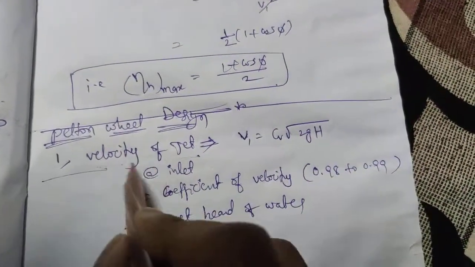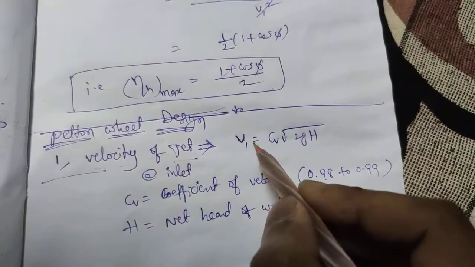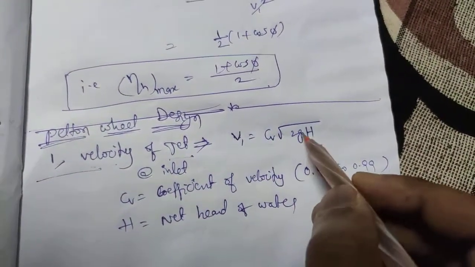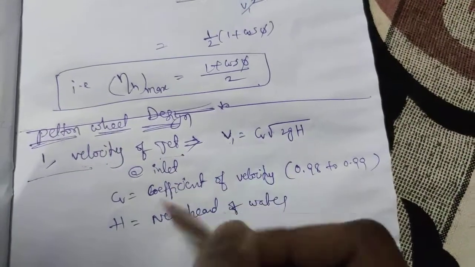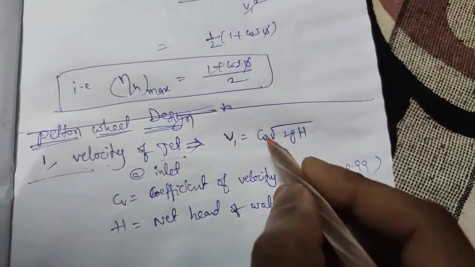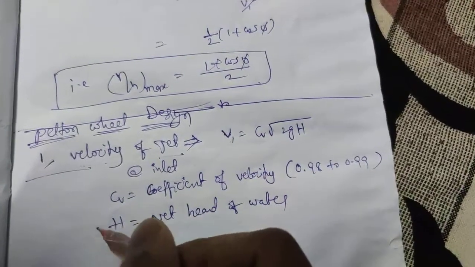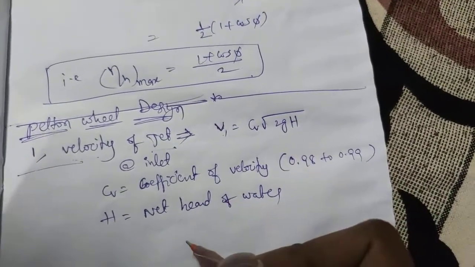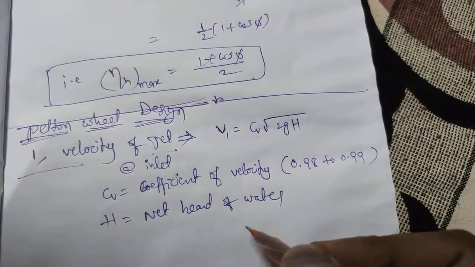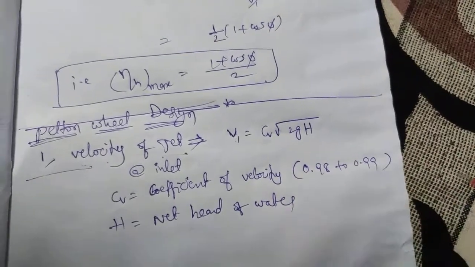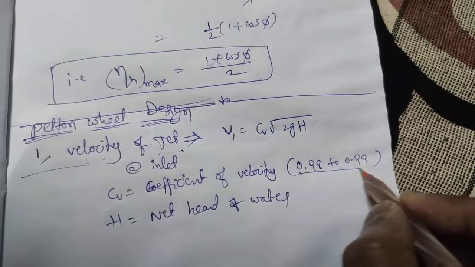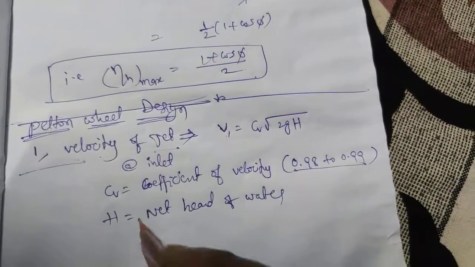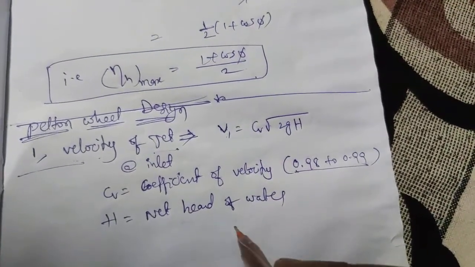So first thing is velocity of jet, that is equal to V1 equals CV root 2gH. So V1 is velocity of jet at inlet, and CV is coefficient of velocity. This value is given in the problem. If not given, we take the CV value 0.982 to 0.99, and H equals net head of water.